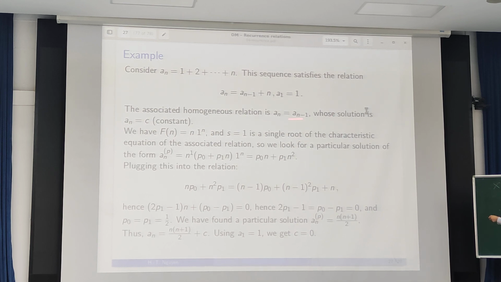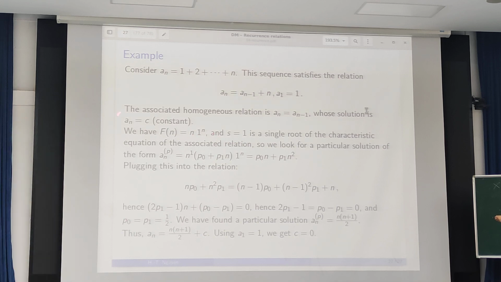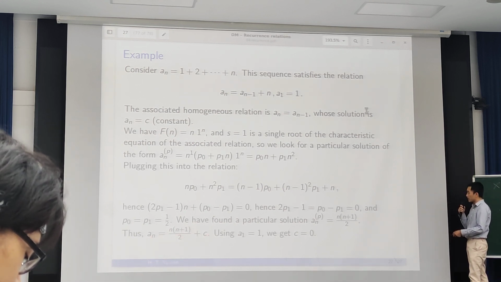So now we have a general solution for the associated homogeneous relation. Okay? a_n is equal to C. We have a particular solution, and we know that the solution to this relation must be the sum of this particular solution and such a solution. So we have a_n is equal to n times (n plus 1) divided by 2 plus C.